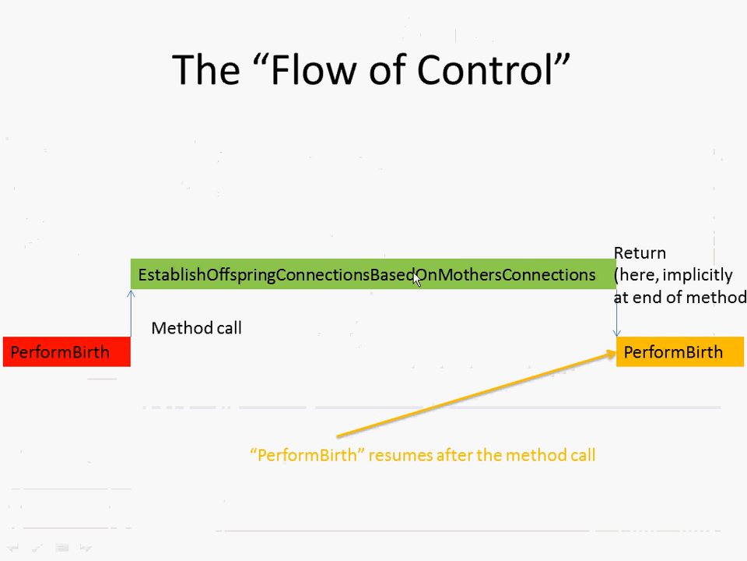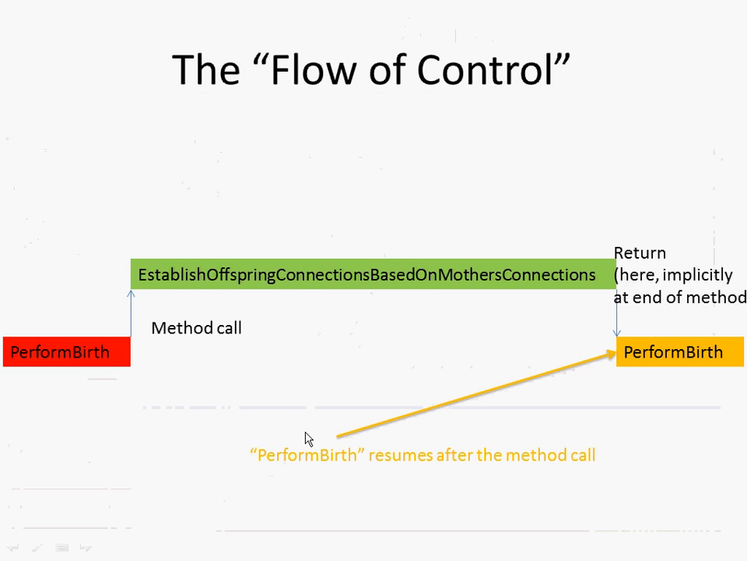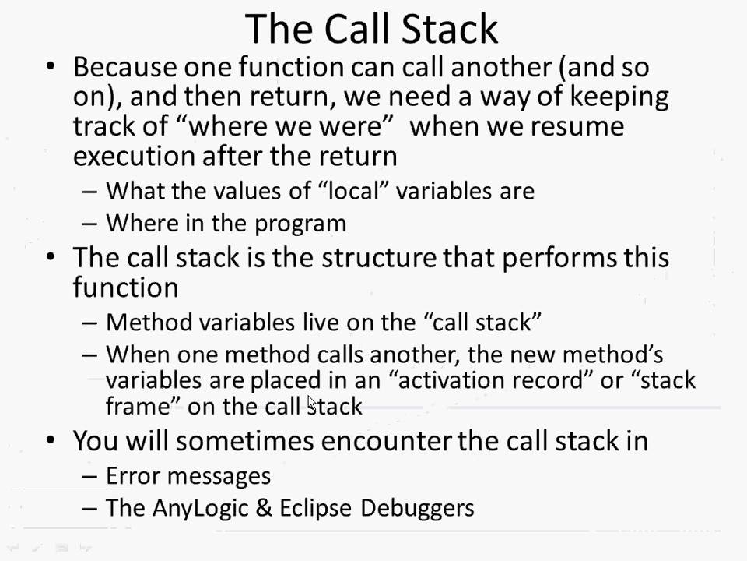In order to understand this, we have to talk about what's called the call stack. One function can call another, because that function can call another, then return. Because we can do that however many times we want, we need a way to get back to where we were after that call is finished. So we have to get back to the state where the values of all local variables are associated with what's going on in this code and where in the program. So the call stack is what does this.